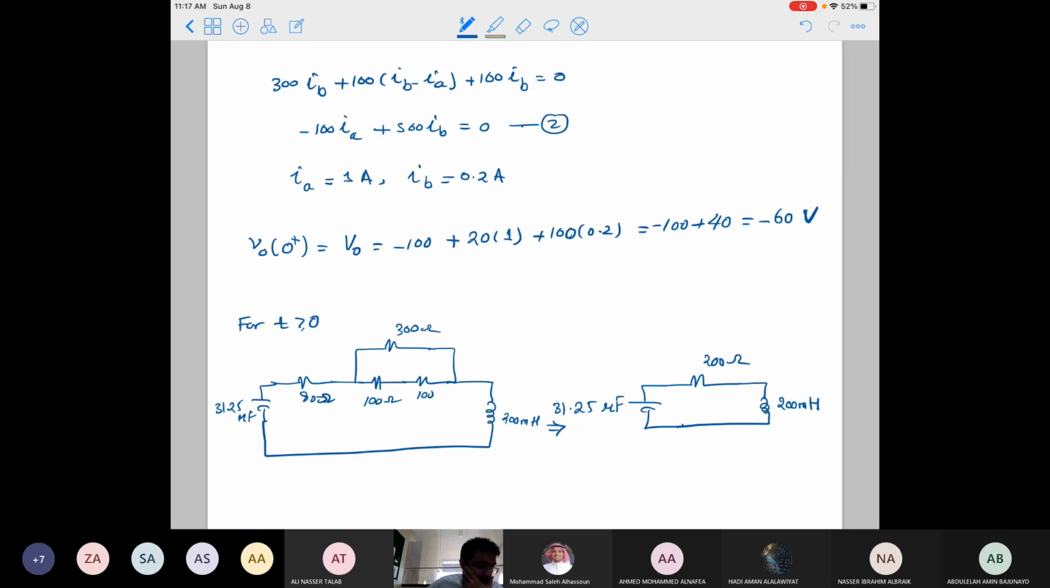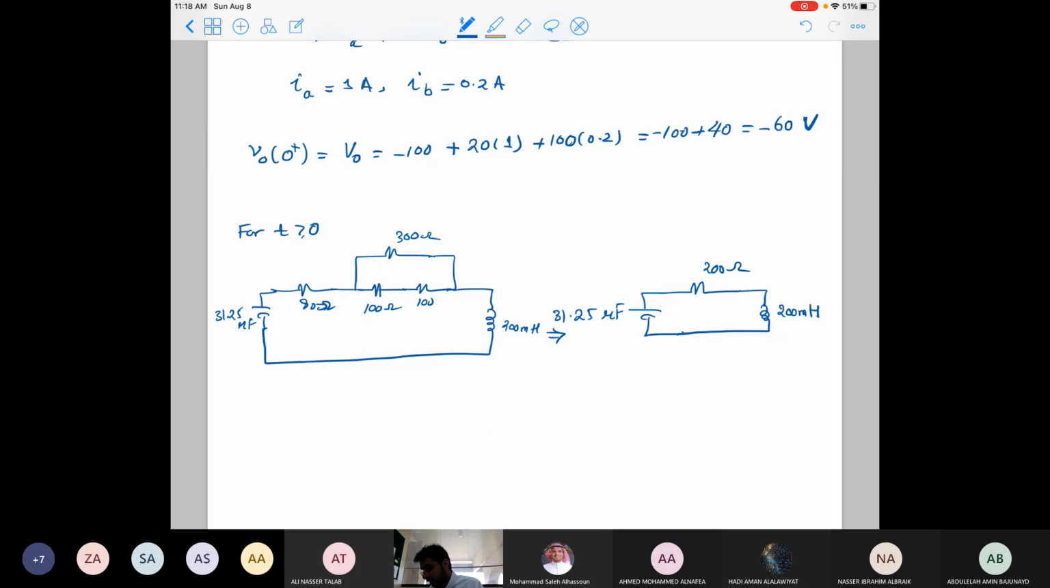Okay, in this case, we have a series RLC circuit. We know all of the values that we have. So we first need to determine what type of response we have: is it overdamped, underdamped, or critically damped? Let's find alpha first. From alpha and omega naught, we can deduce the type of response that we have.